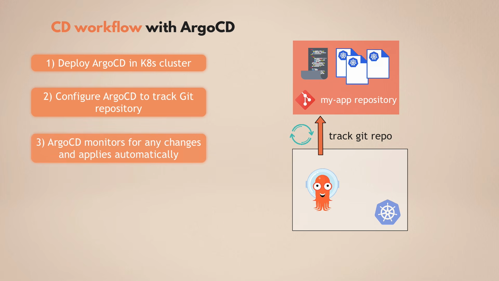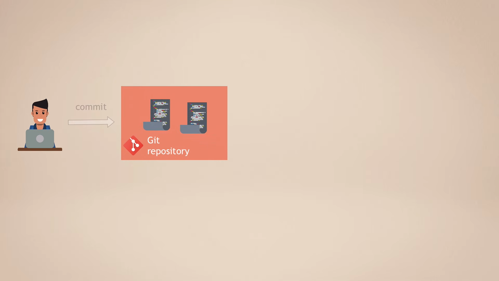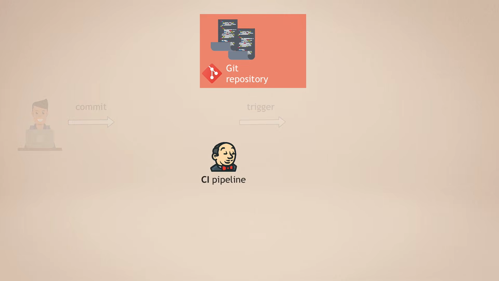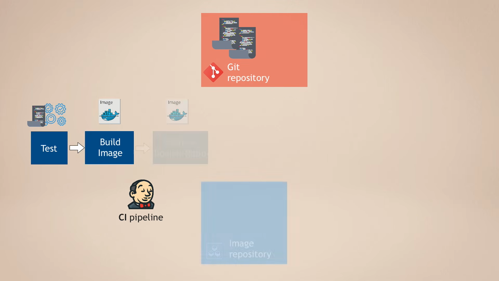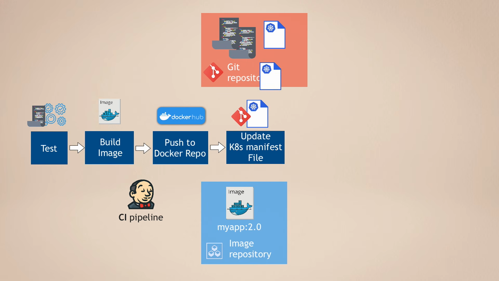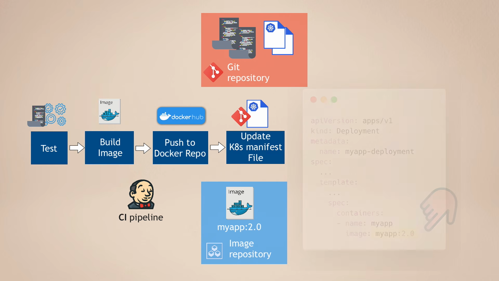And if something changes there, automatically pull those changes and apply in the cluster. So now when developers commit the application changes to the application source code repository, a CI pipeline on Jenkins, since we're using Jenkins as an example, will automatically start a build process. It will test the changes, build the image, push it to the repository, and finally update Kubernetes manifest file, like deployment.yaml, with a new image version.